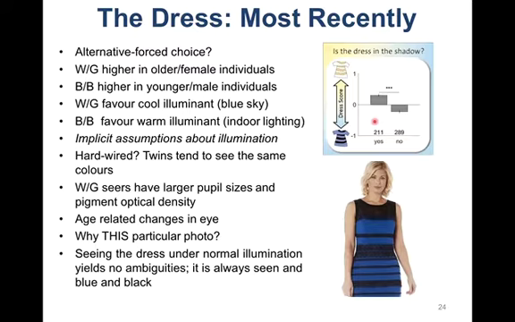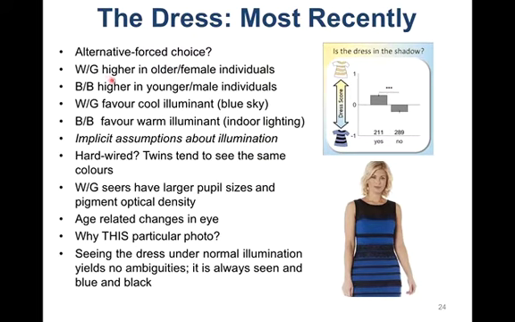So one reason why most individuals see the dress as black or blue compared to white or gold is due to this being an alternative forced choice. So very often when studies are done, people are asked, do you see black and blue or do you see white and gold? So right away you're put in one of 2 categories. You have to see A, or do you see B? There's no other option. So that could be one reason why people see A or B instead of maybe C, D, or E, which they might see if they weren't given an alternate forced choice.